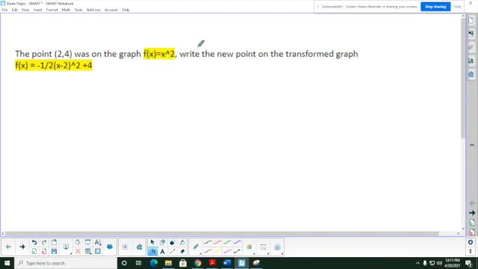So look, you have this function, y equals x squared. You're going to think about this as the parent function, right? And now you have one set of coordinates on this parent function, the point (2, 4). They want to know: write the new point. In other words, when you do transformations, we have 3 transformations being applied to this graph.